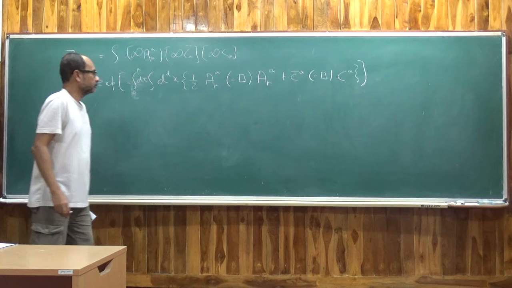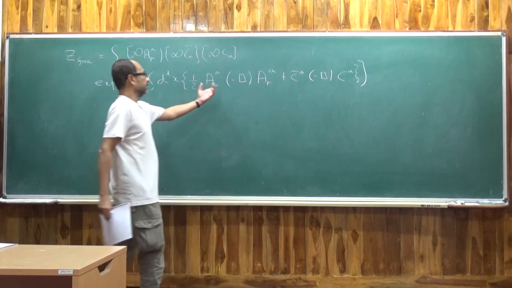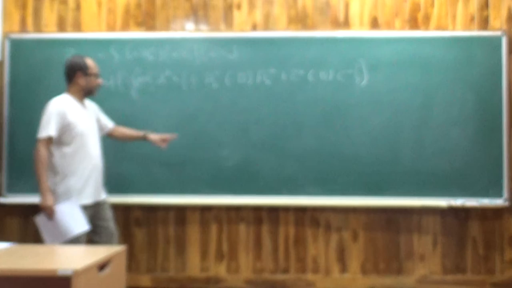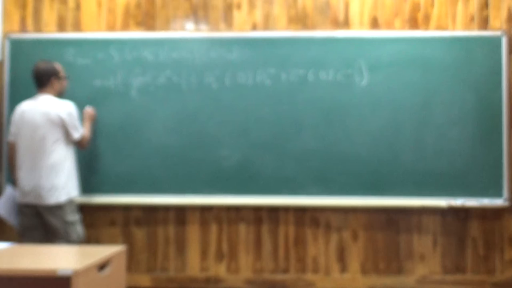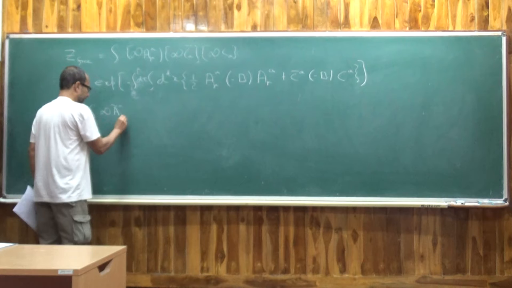This is the general structure of the action. This is the gauge action, this is the ghost action, and I am working in the Feynman gauge, setting xi equal to 1. Okay, that's why the kinetic terms are the simple box. Now this I can write in the momentum space. So I can rewrite this as integrals over the momentum space variables.